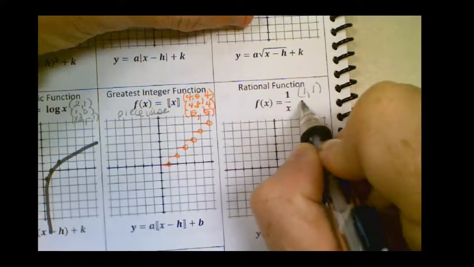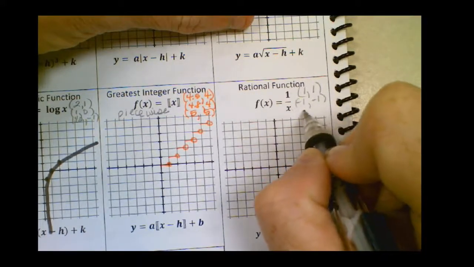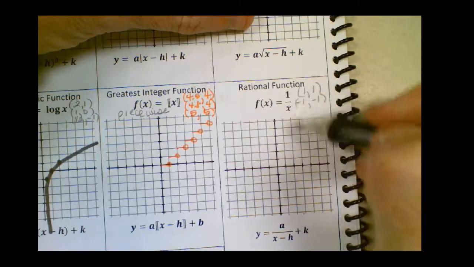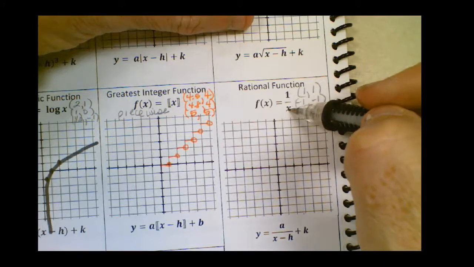1 over -1 would be -1. Oh, now 0 is a problem. Can I put 0 in for here? 1 divided by 0 is what? That's undefined. So your x value cannot be 0.